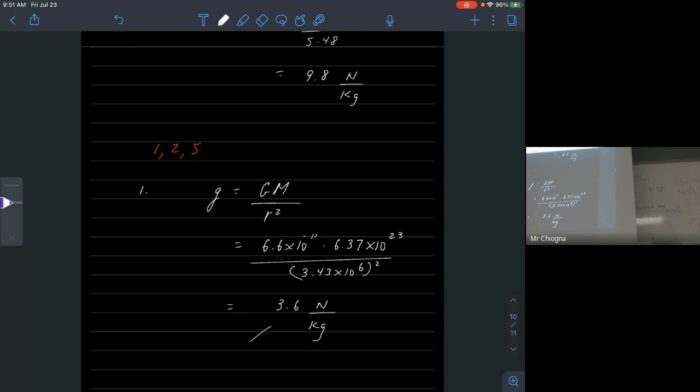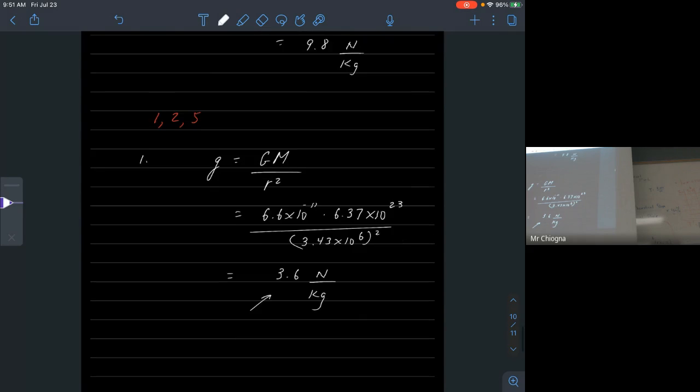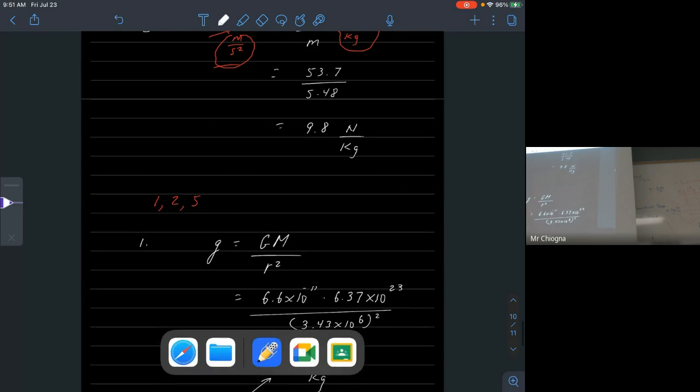Okay, notice this value here for Mars is almost 1/3 of the value on Earth. It's because Mars is a smaller planet. Its field is not as strong.